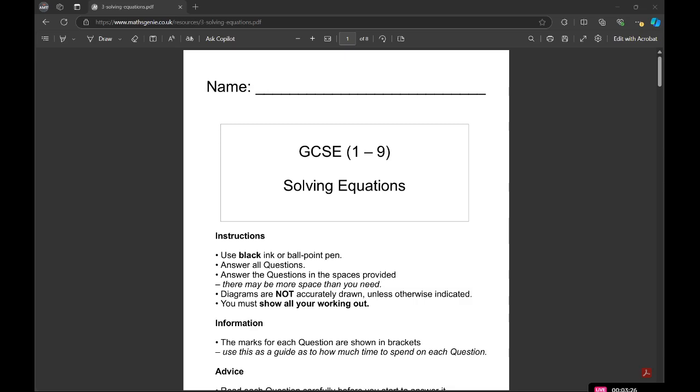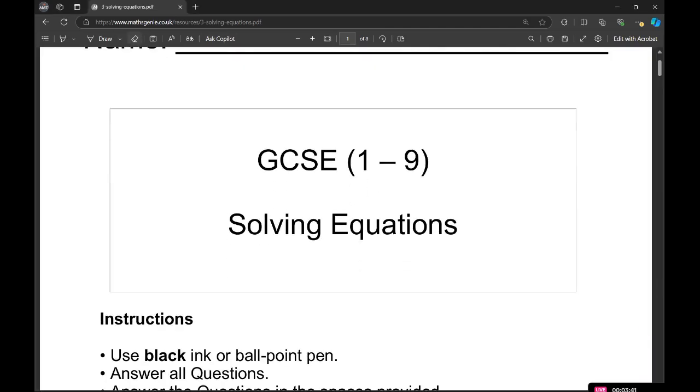Guys, let me know, is the audio clear? Can you hear me? Is everything nice and crystal clear, and can you see the board on the screen better?